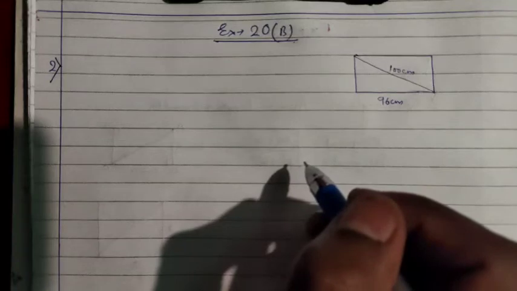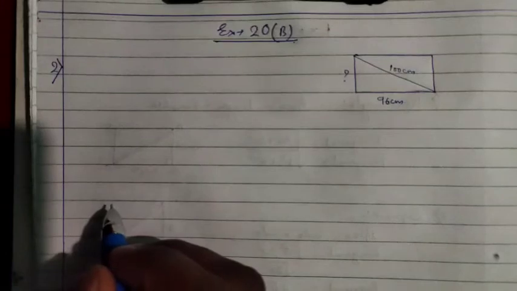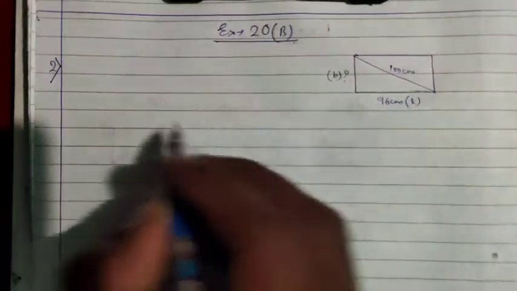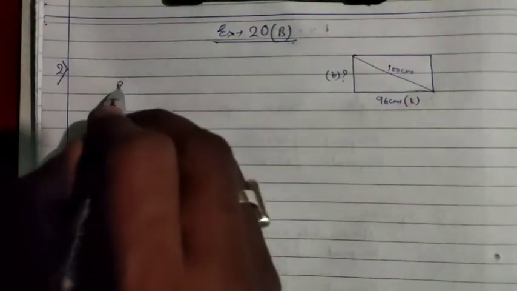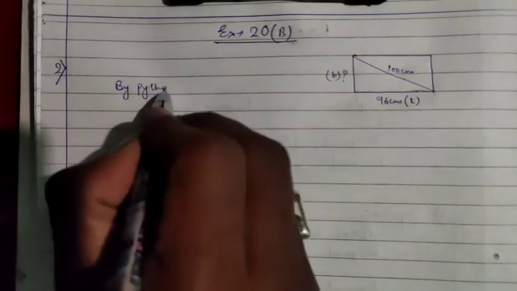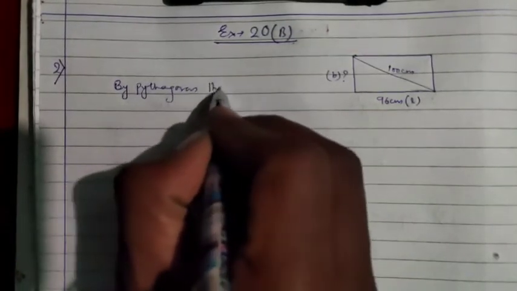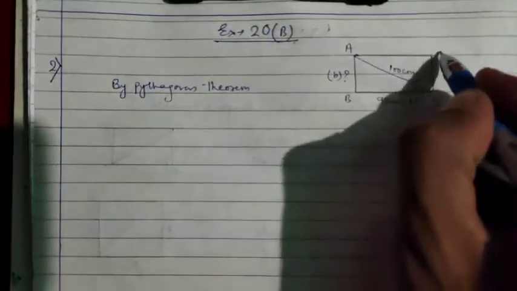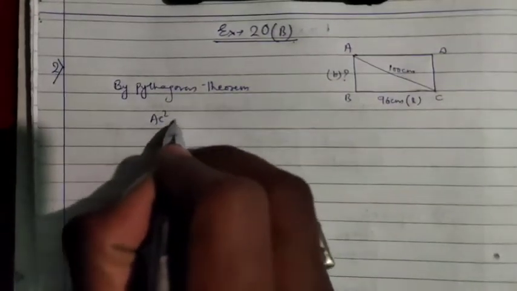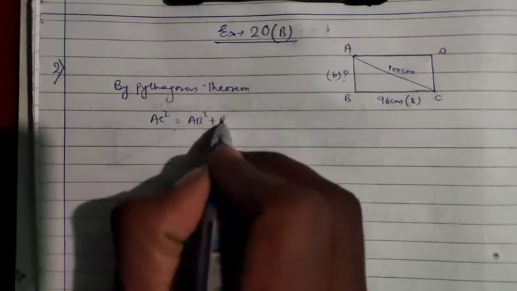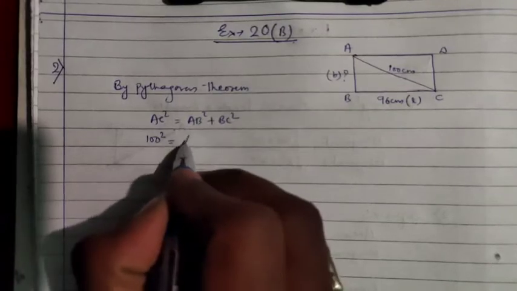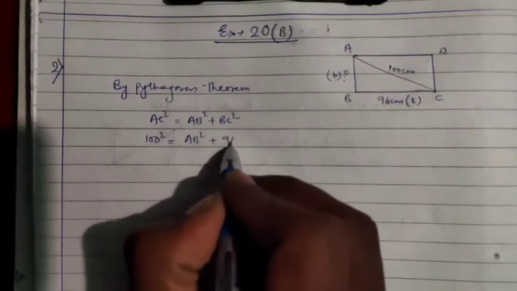For calculating the area of the board, we have to calculate the breadth of the rectangle. For calculating breadth, we will use the Pythagoras theorem. Now this one is length, this one is breadth. Now by Pythagoras theorem, let us rename it ABCD. AC square, that is diagonal, is equal to AB square plus BC square. The value of AC square is 100 square is equal to AB, whose value we don't know, plus BC, 96 square.